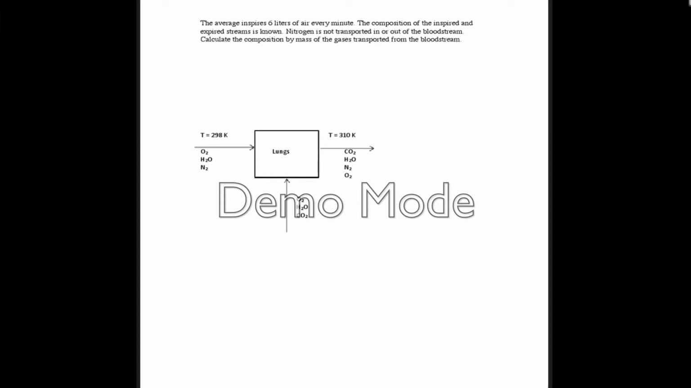So first we're going to talk about a problem where the ideal gas law is an appropriate assumption. This problem analyzes the breathing of a person at sea level. So you have a stream of air being inspired, you have a stream of air being expired, and you have a stream of gases being transported from the bloodstream to the lungs. You also know the volumetric flow rate of the inspired stream and the molar composition of the inspired stream and the expired stream. In addition, you also know the two temperatures of the inspired and the expired stream, and you can also assume that the pressure is equal to 1 atm since this person is at sea level.